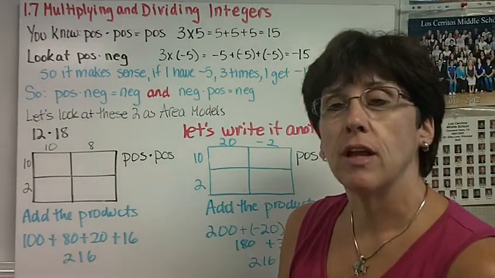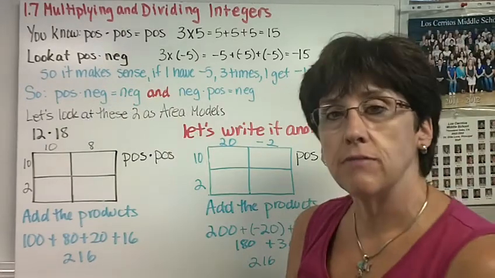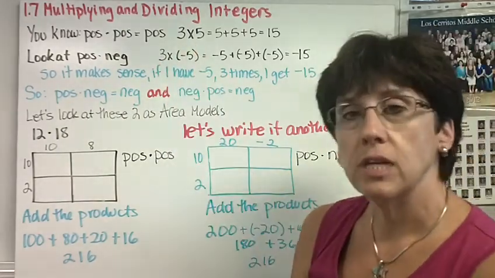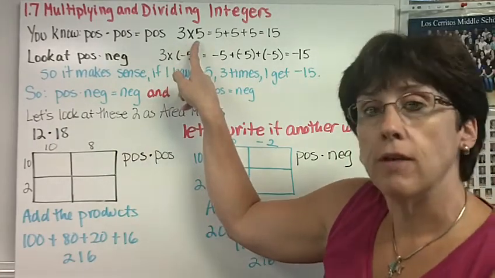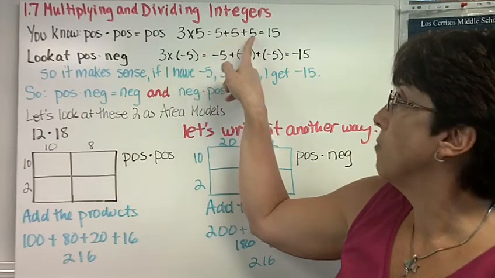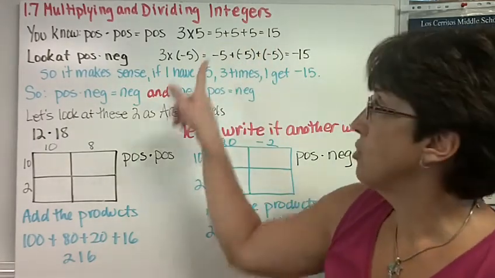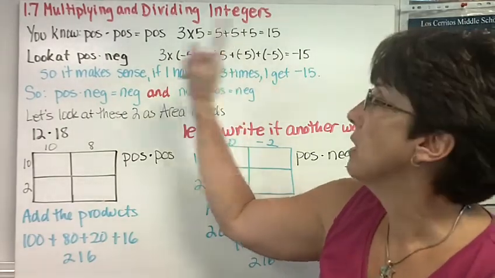Lesson 1.7, multiplying and dividing integers. You know that positive times positive is positive. 3 times 5 is 15. But we could write this as 3 groups of 5 also: 5 plus 5 plus 5, and get 15. We don't often have you write multiplication as repeated addition anymore, but we can do that.